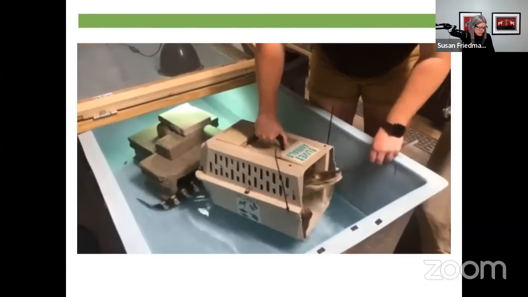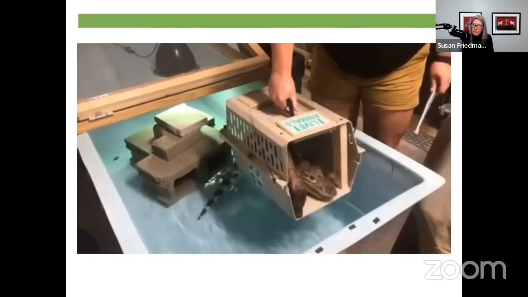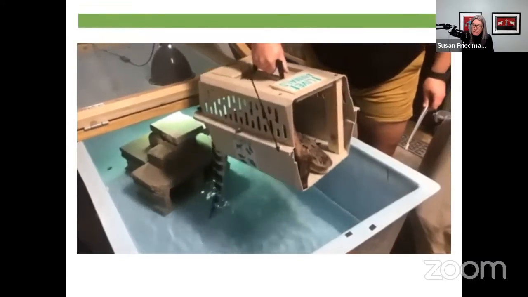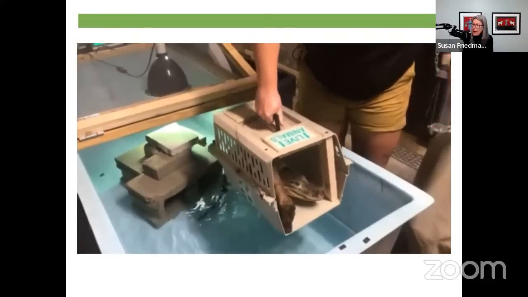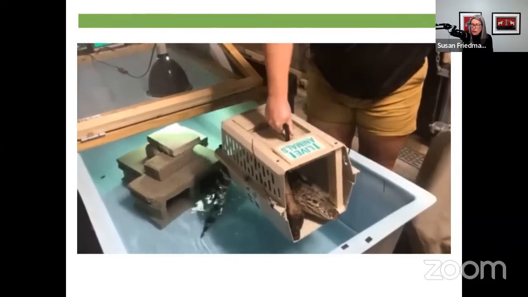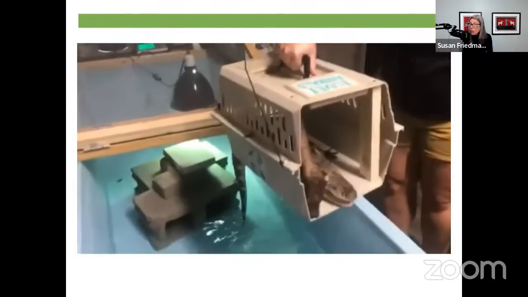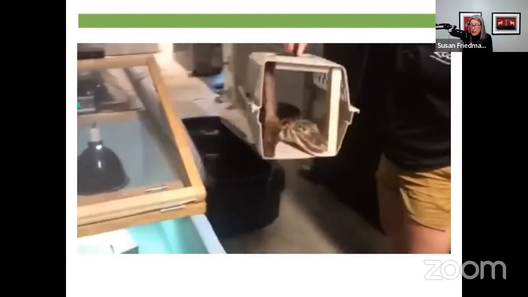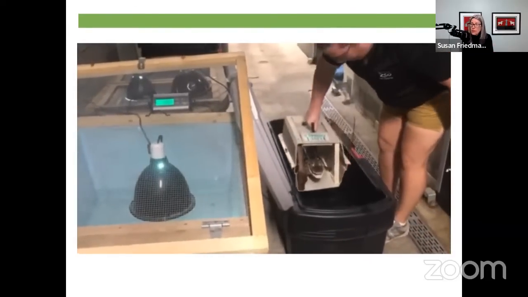Good. Why would he go in there? Because he's learned that it results in a treat. And again, this animal is not a starving or very deprived animal. He works for small pieces of meat with no problem. Good.